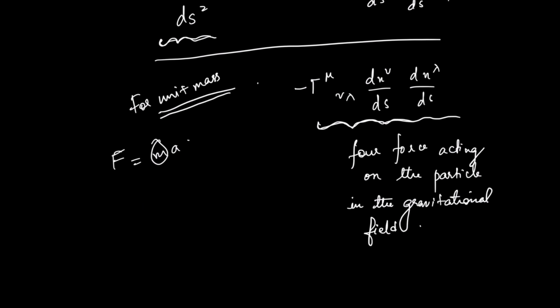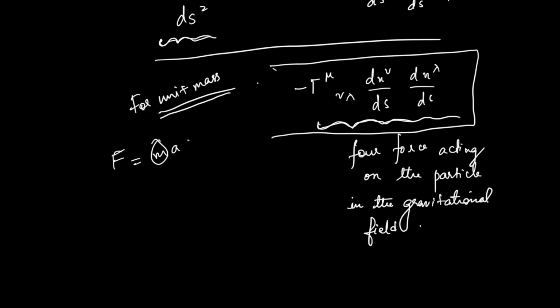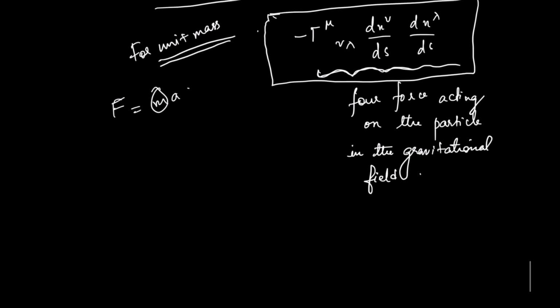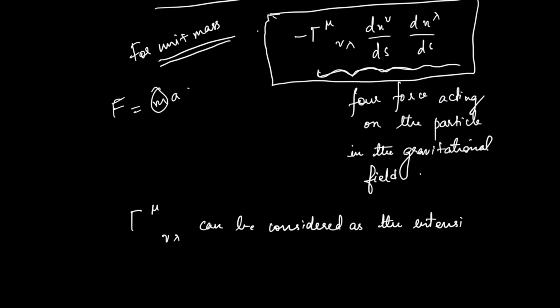Therefore, if this entire quantity is now force, then the Christoffel symbol mu nu lambda can be considered as the intensity of the gravitational field, and hence it has an important role. So the Christoffel symbol mu nu lambda can be considered as the intensity of gravitational field.